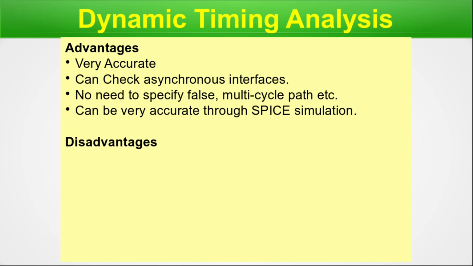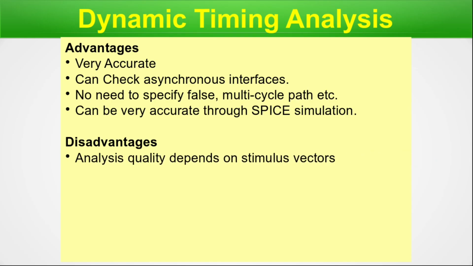It also has disadvantages. Analysis quality depends on the stimulus vectors. That means you have to carefully choose the input vectors, that is the toggling of all the set of the inputs and all the fixed input nodes. So sometimes some input nodes will be fixed value voltages. So all these things have to be carefully chosen. So your analysis will be very much tedious in terms of the stimulus vectors. So this is the very disadvantage of the dynamic timing analysis.